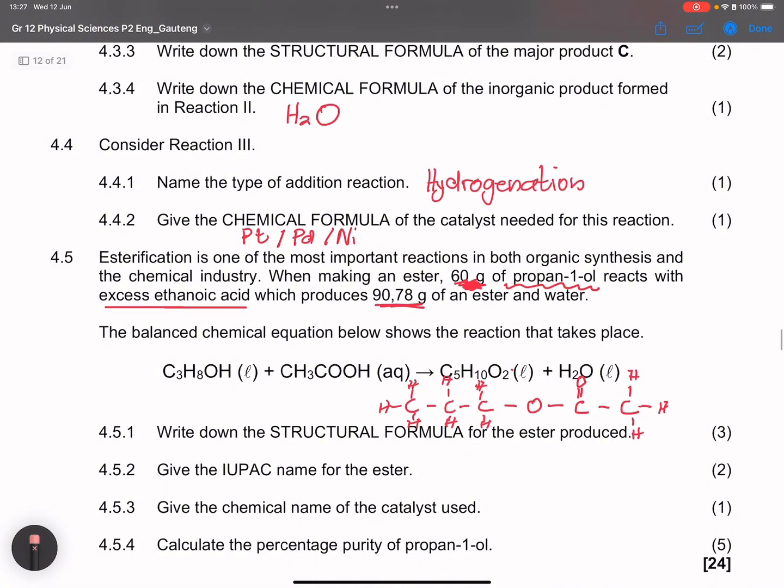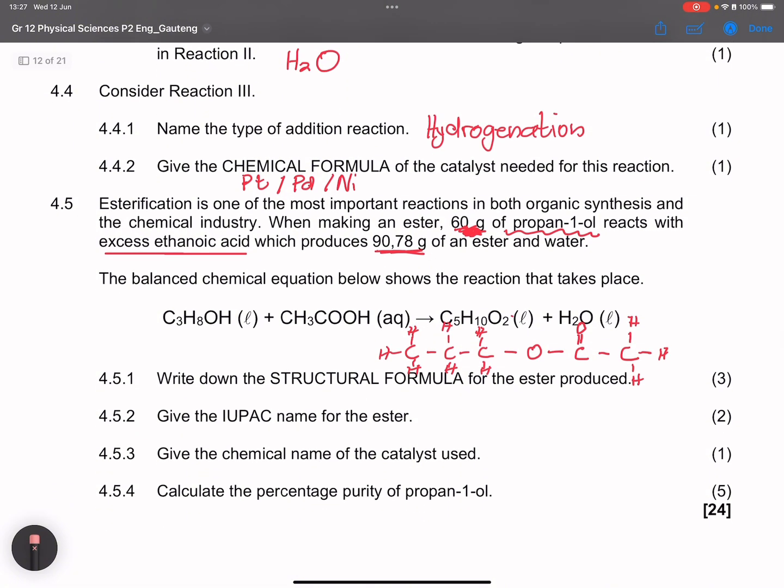Now they say to us, give the IUPAC name of the ester. So remember that you always name the alcohol side first. The alcohol side is the one without the double bond O. So the alcohol was propan, so this is going to be propyl, and ethanoate. Please remember that the suffix for esters is oate. So that's propyl ethanoate.